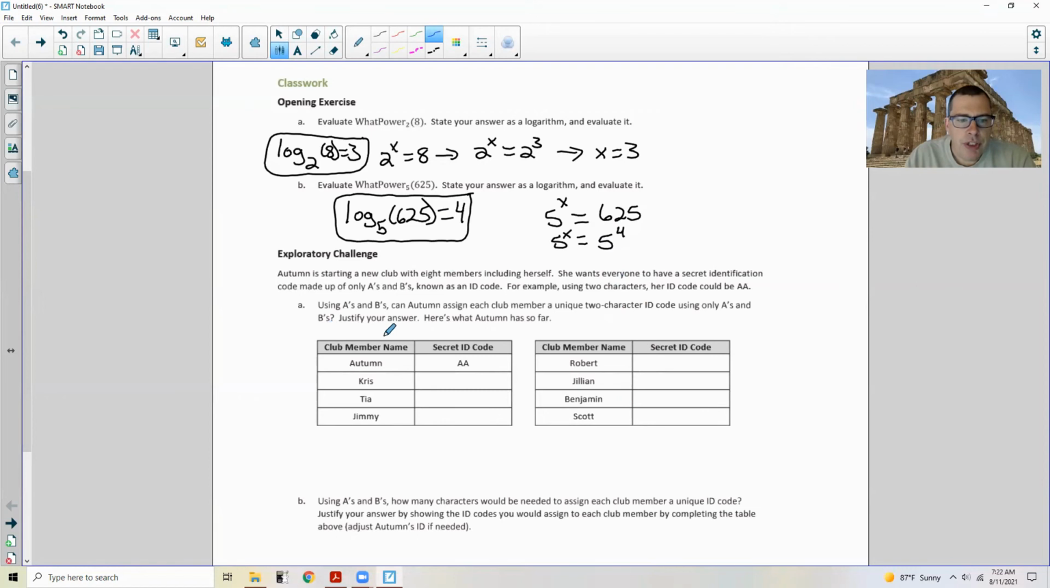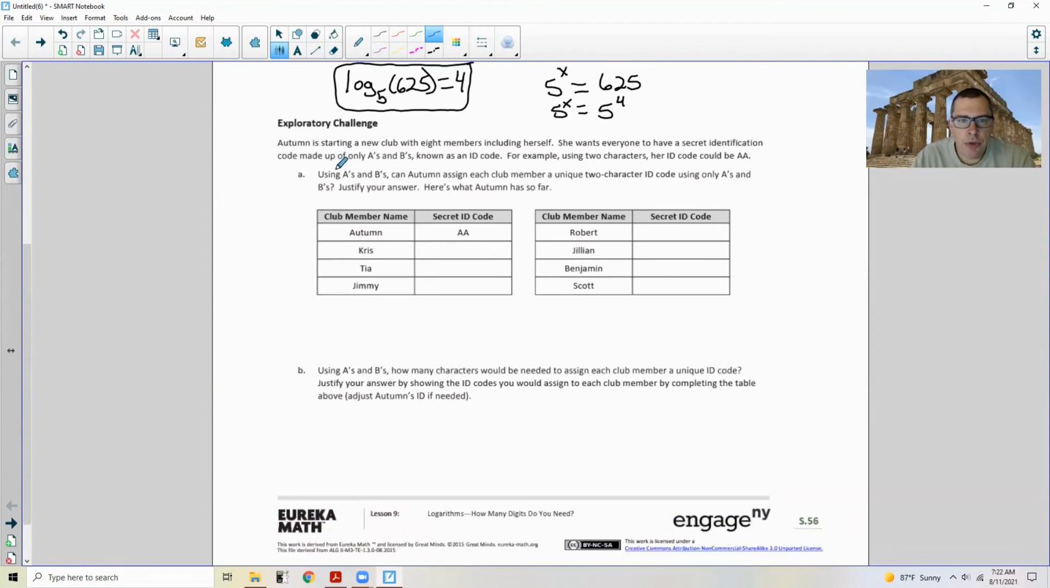All right, exploratory challenge. Autumn is starting a new club with 8 members, including herself. She wants everyone to have a secret identification code made up of only A's and B's, known as an ID code. For example, using 2 characters, her ID code could be AA. So part A says, using A's and B's, can Autumn assign each club member a unique 2-character ID code using only A's and B's? Justify your answer.